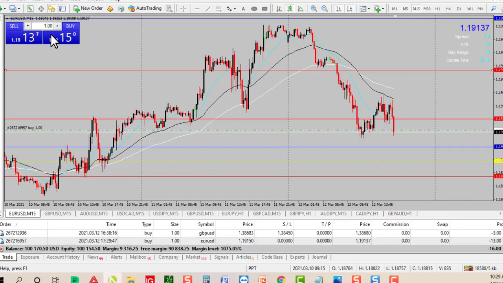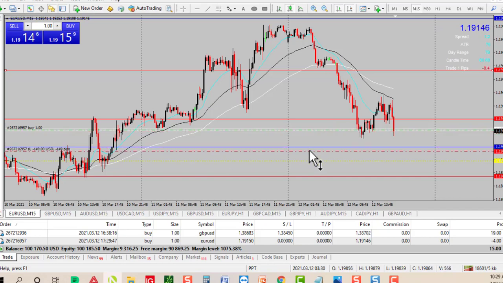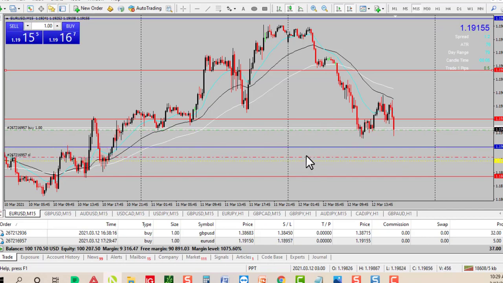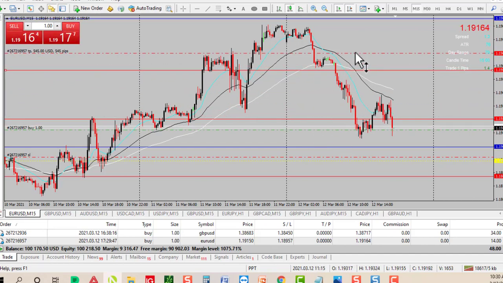Look, just what I thought. A false move. Let's go long. Putting our stop loss below, right here. 19 pips away. This is coming back. It's been going down all day, guys. Come on.